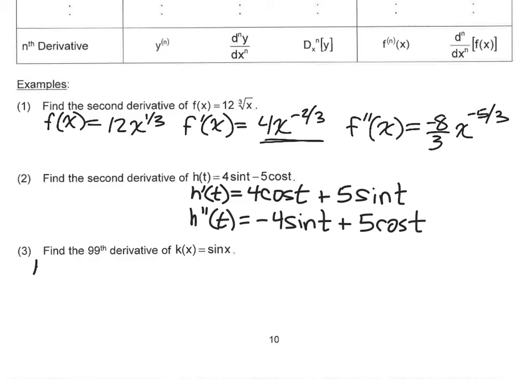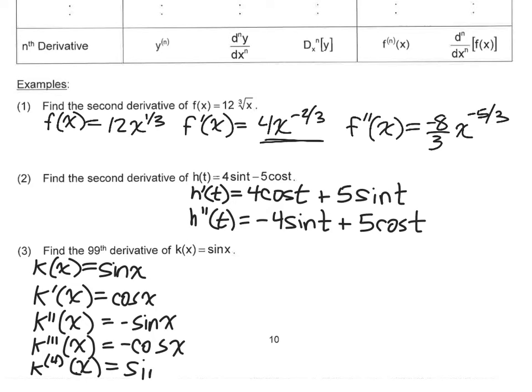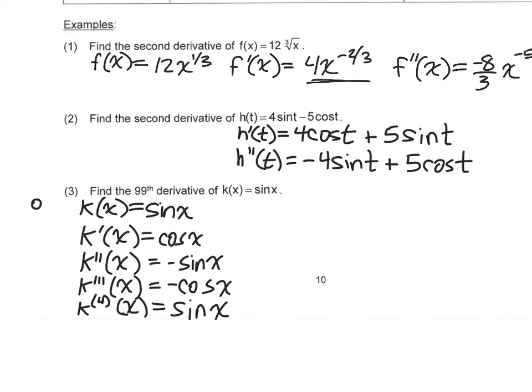So k of x being equal to sine of x has a derivative k prime of x, which is what? Cosine x. K double prime, negative sine of x. K triple prime, negative cosine of x. K to the 4th power, with parentheses around it, which would be sine of x. All right, so it's a 4-term cycle. So I have my 0th derivative, my first, second, third, and fourth. I just need the 99th.